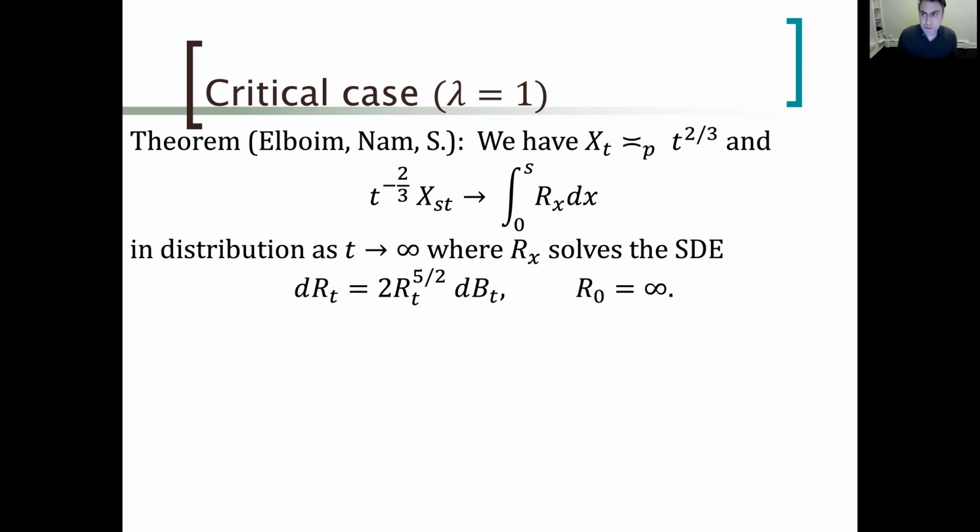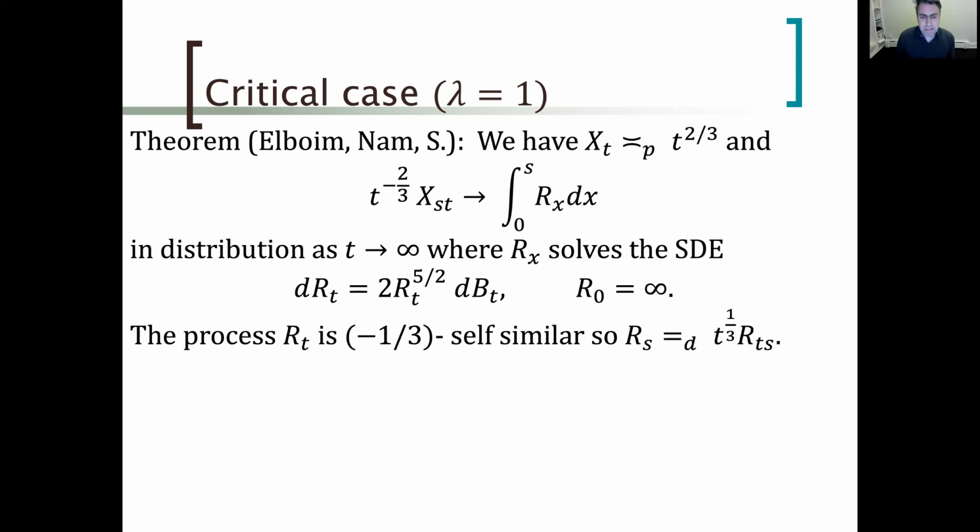And this was interesting because in most work that I do, I always know what the right theorem should be at the beginning of the project. And then it's just a matter of, can you prove that? And hopefully sometimes you can. But in this case, this wasn't something that we guessed at all at the beginning of the project, and it was something that we really discovered as we went along. So that was fun. This SDE is a -1/3 self-similar process, so it satisfies this scaling relation.